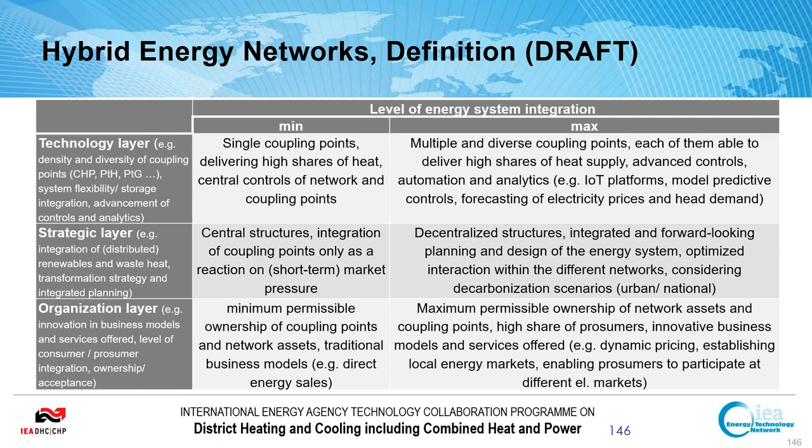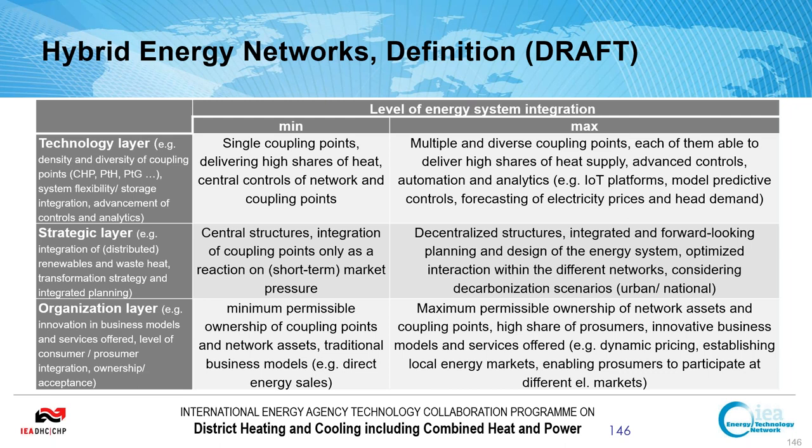The maximum level of system integration would be a forward-looking planning and design of the energy system, going to decentralized structures, going more to the optimization. The organization layer, the third layer, is how you do it: business models, service offers. Again, a minimum level of system integration would be the minimum allowed ownership of coupling points.